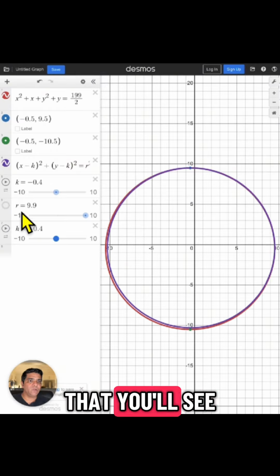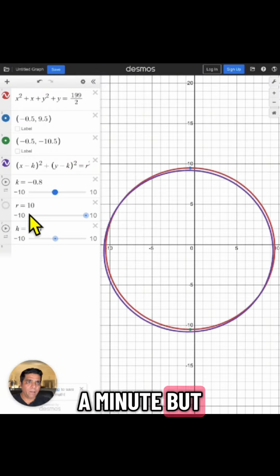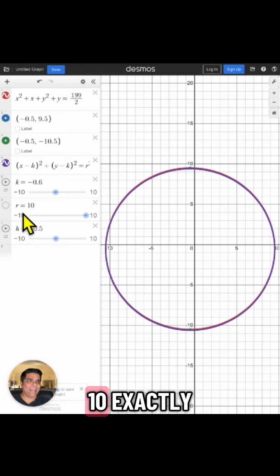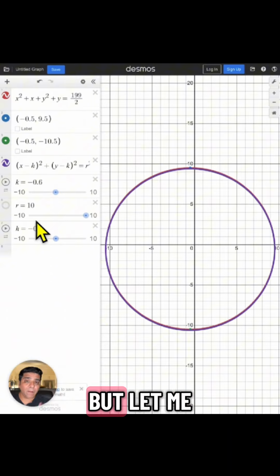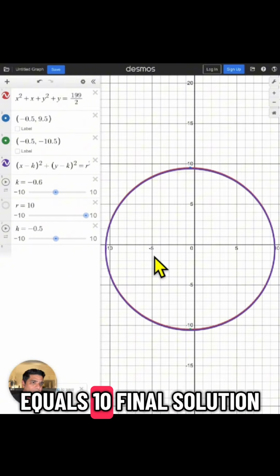When you do that, it may take a minute, but you'll see the r is going to be 10 exactly. So now this is not exactly recommended for this problem to do. The algebraic way is better, but let me know in the comments below which one you think is better. So we moved the slider, we got r equals 10, final solution.